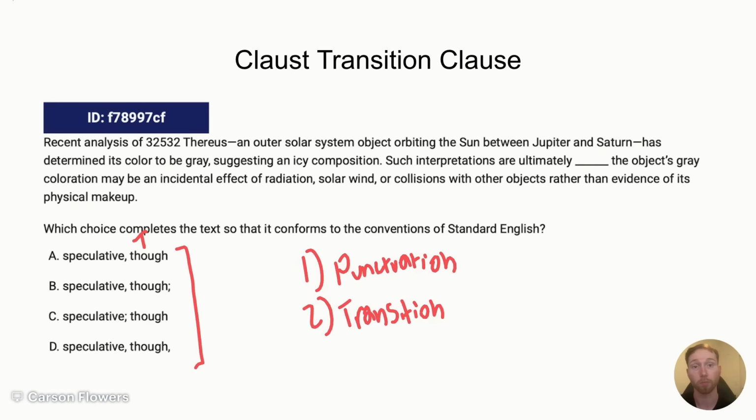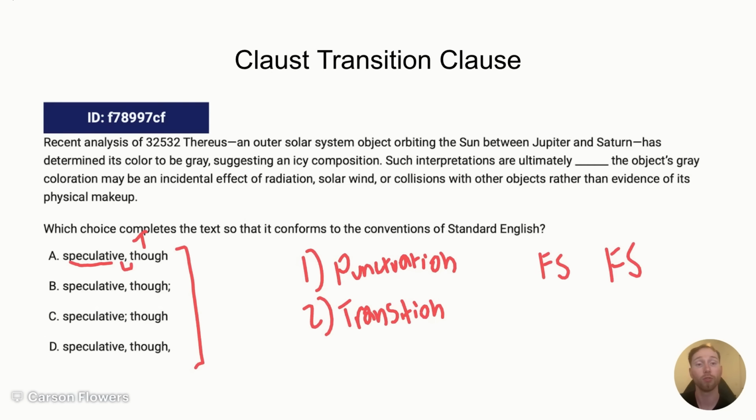Let's take a look at the clause before the punctuation. "Such interpretations are ultimately speculative." Speculative goes with the first clause because it's before the punctuation in all four answer choices. So such interpretations are ultimately speculative, period. That's a full sentence. So let's take a look at the clause after the punctuation. In this case, we ignore the transition because the transition is not going to be a part of the clause. "The object's gray coloration may be an incidental effect of radiation, solar wind, collisions, and other objects rather than evidence of its physical makeup." That for sure is a full sentence.